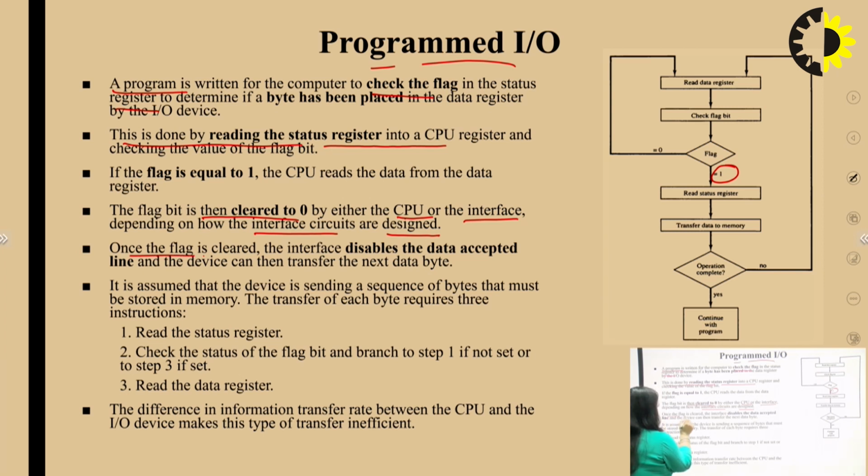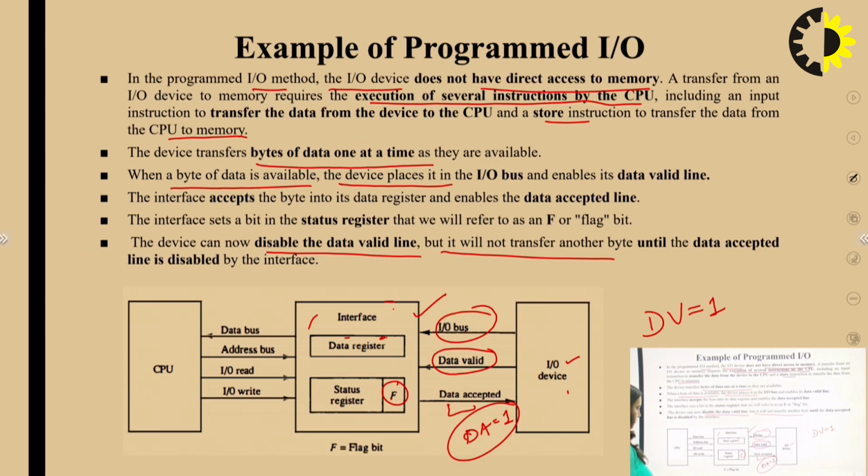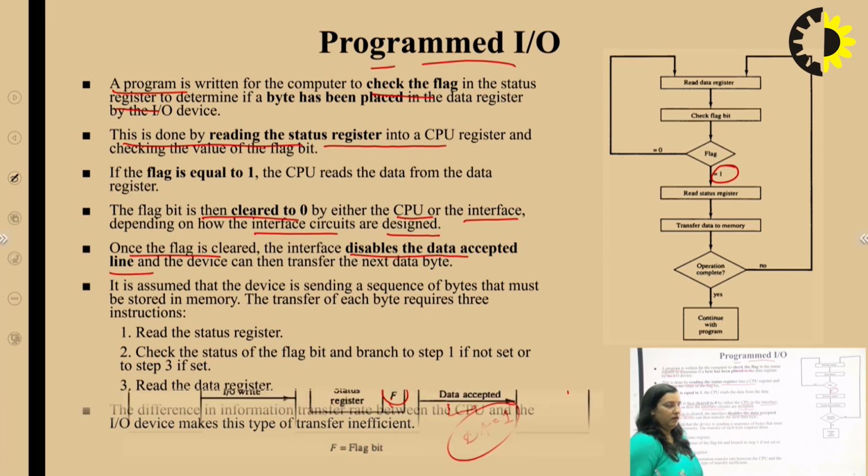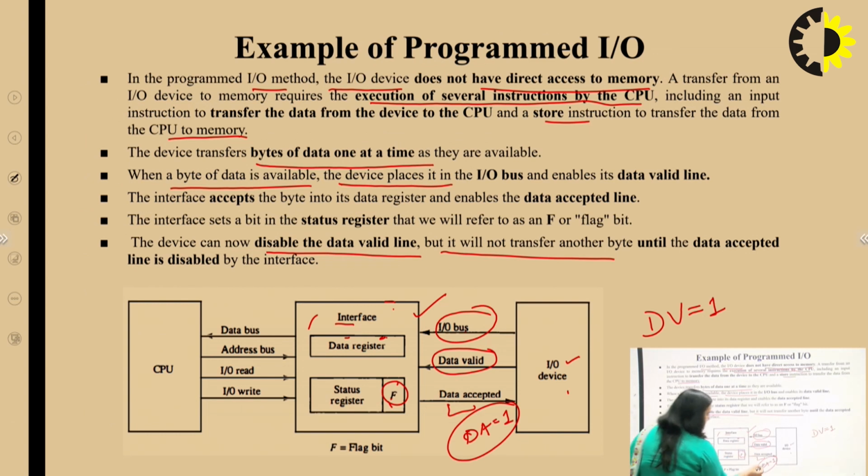Once the flag bit is cleared, the interface disables the data accepted line. So this is the flag bit. It is either cleared by the interface or by the CPU depending upon the design. If it is cleared, then the data accepted line will also need to be disabled. Only after that is the input output device able to send the next byte. So once the flag is cleared, the interface disables the data accepted line, and then the device can transfer the next data byte. Only after clearing this and disabling this can the input output device send the next byte.